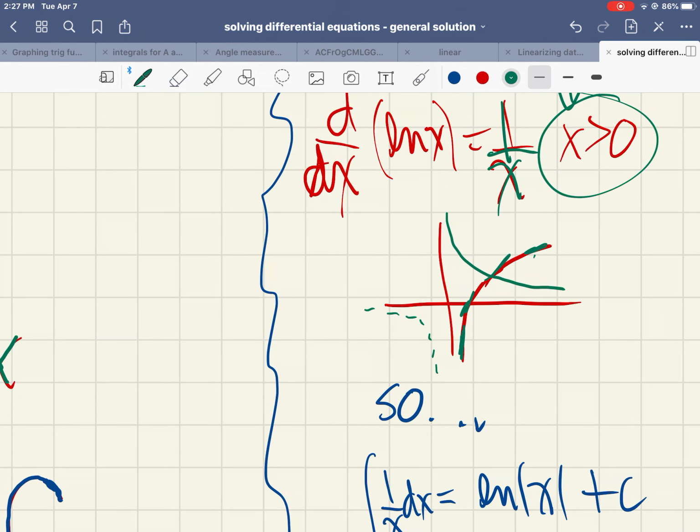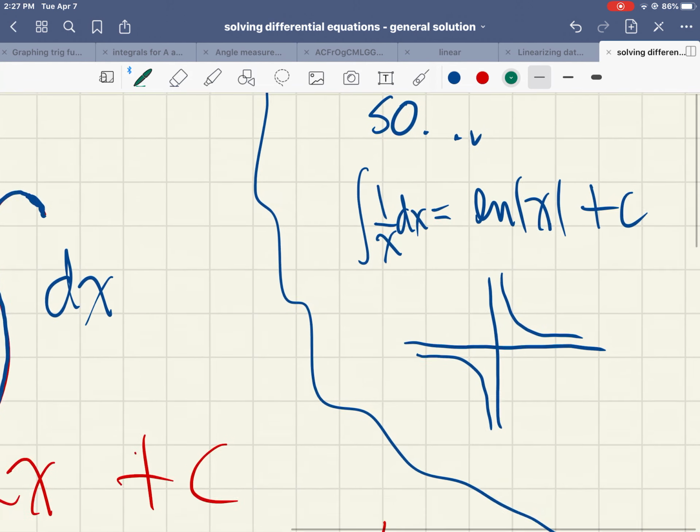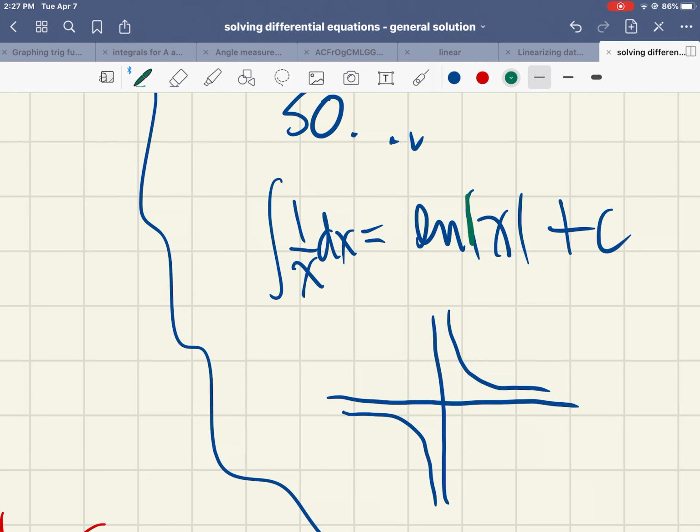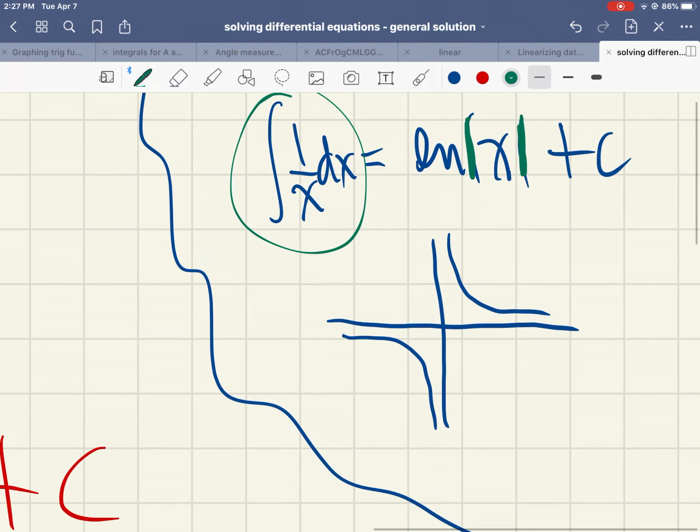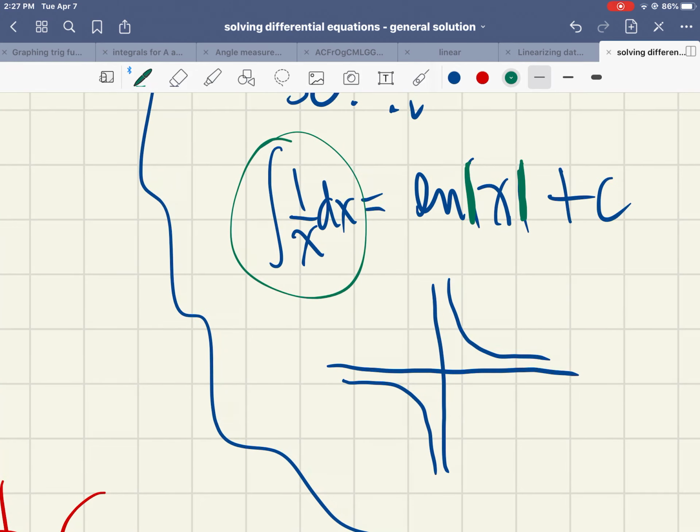Again, pause, rewind, make sure you understand that. So when we do the integral of 1 over x, now we're going backwards, we have to put absolute values around this. Why? Well, just think of this as an antiderivative, the opposite, right? So now this is my rate, and I'm getting my original function.